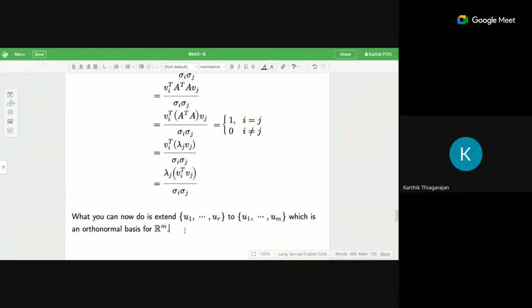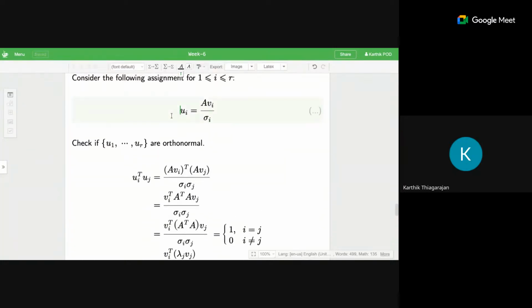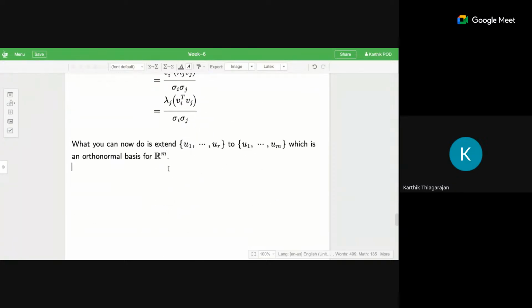Okay, so now this relationship is there, right? So which we have here. So now note that this is true only for 1 to R. I said this is true only for 1 to R. If you replace this as A Vi equal to sigma i Ui, the following equation is true for 1 less than or equal to i less than or equal to the largest index of the singular value, right?